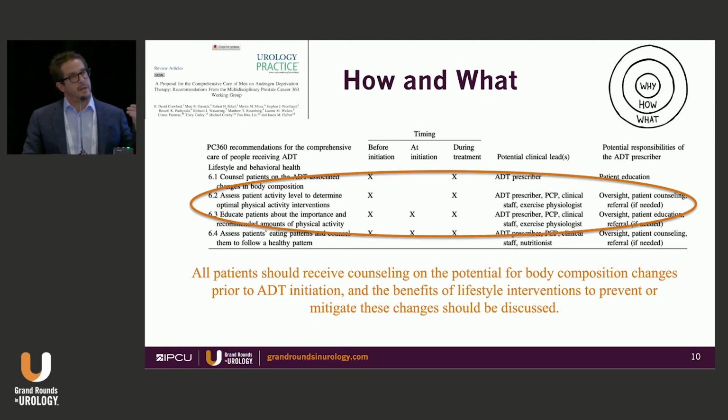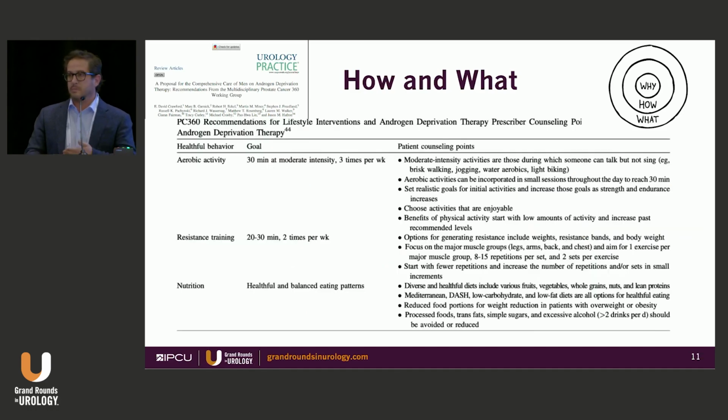This is just more evidence of why we need to talk with and work with our patients. In our PC 360 handbook, this is the how and the what: we assess physical activity to determine optimal physical activity and interventions. So what does that mean? We spell it out. This is what, as urologists, as providers, or oncologists, we should see.